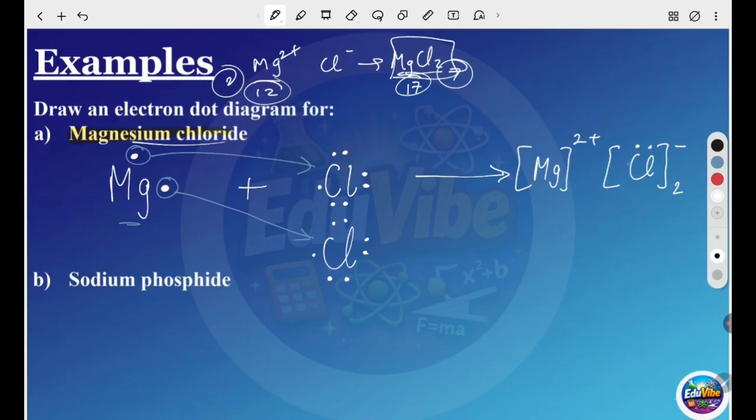So they complete all their shells. They complete their valence electrons in the valence shell with 8 of them. And they are left with 0, which doesn't matter. They have to lose them to the Cl. So that's how this looks. MgCl2 looks like this when we make the electron dot diagram for this. So that's how it works.